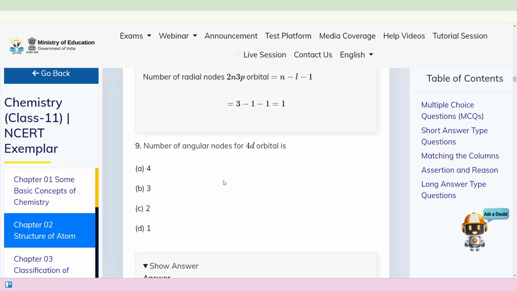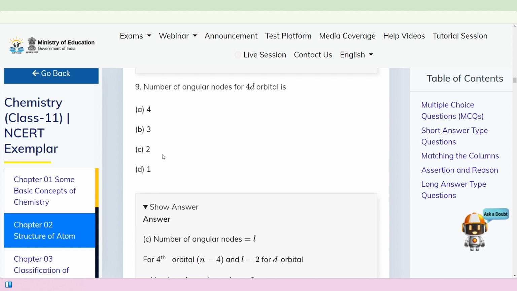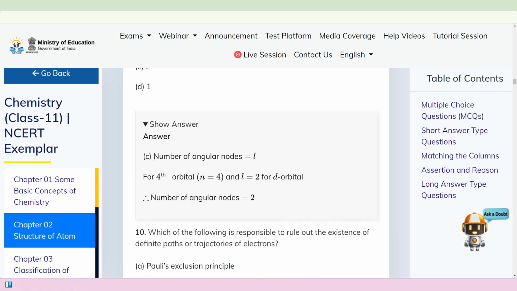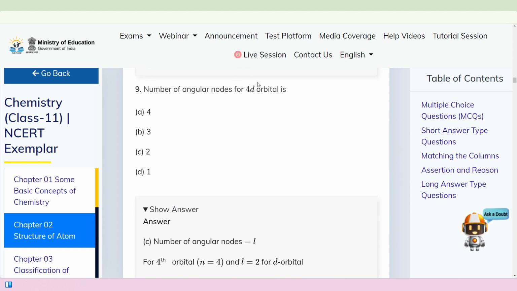Next question says: the number of angular nodes for a 4d orbital. I have already mentioned it: whatever the value of L is will be the value of angular nodes. So for a d subshell, L is equal to 2. You know it very well because for a p orbital it's 1, and after p we have d, so it is 2. Therefore 2 will be your correct option. It is mentioned here also that the number of angular nodes is equal to L, which is the value assigned to this d subshell.